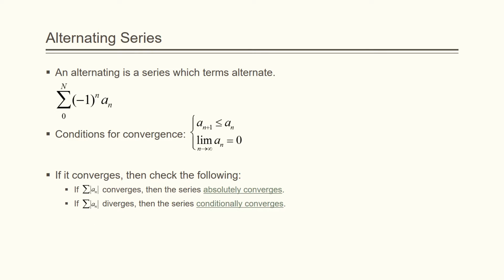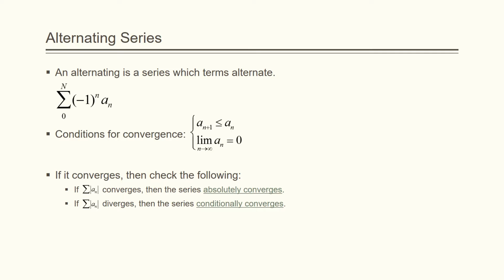We will learn about alternating series. An alternating series is a series whose terms alternate. It will be in the form of the series sum of minus 1 to the power of n times a_n. We also have two conditions to conclude if a series is converging or not.